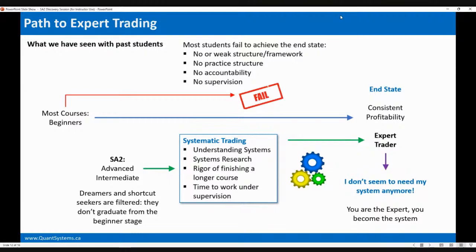It's this bottom portion. You're going to understand what a system is. You're going to research the system you're building, and that's going to take a year-long process. And the key is really the bottom part, working under supervision. So it's actually getting feedback and help.